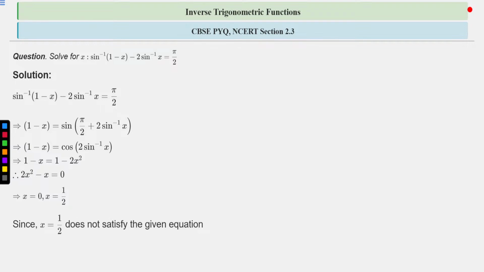Now since x equal to 1 by 2 is not satisfying the given equation, right? When you put x equal to 1 by 2, the given equation will not be satisfied. So we are left with only one value, which is 0. Therefore, x equal to 0 is the required solution, right? Clear?